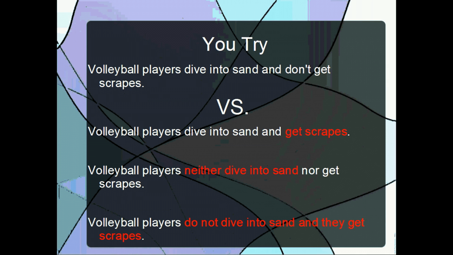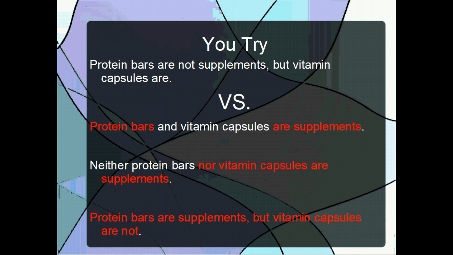Okay. Then lastly, for the third counter conjunctive proposition, do not dive into sand is a negation of me saying that they do dive into sand, and they get scrapes is a negation of me saying don't get scrapes. Okay. And now for the subjects. Now, the conjunctive proposition is protein bars are not supplements, but vitamin capsules are.